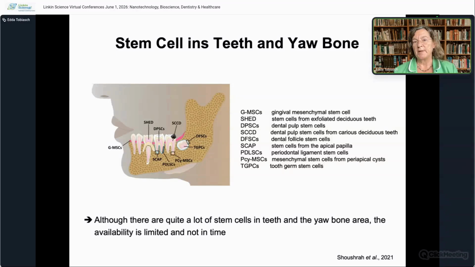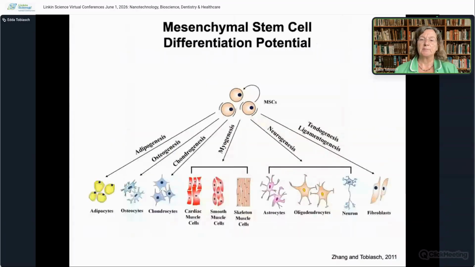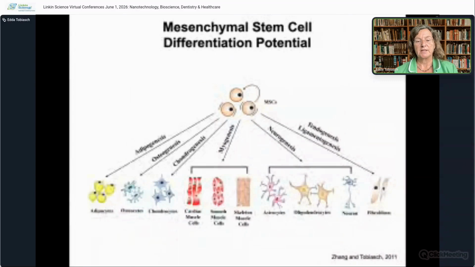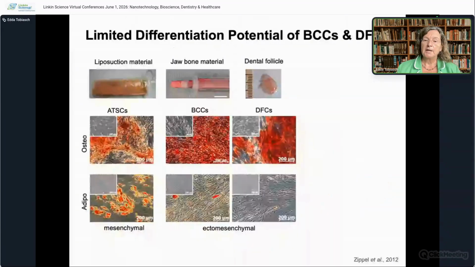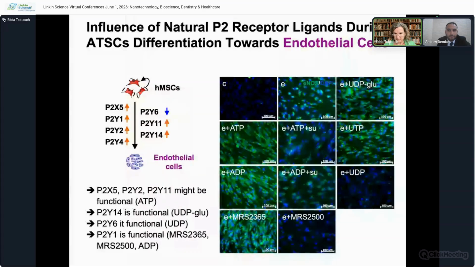Therefore, we wanted to compare them to mesenchymal stem cells, which have quite a good potential. They can differentiate towards osteoblasts, and they can differentiate towards endothelial cells and smooth muscle cells. So they have the potential to do everything which might be needed within bone tissue-derived stem cells. And just to show, as compared to what we did before, that we can also do that with the natural ligands such as ATP, UTP, or UDP.